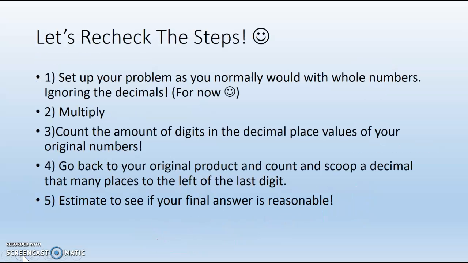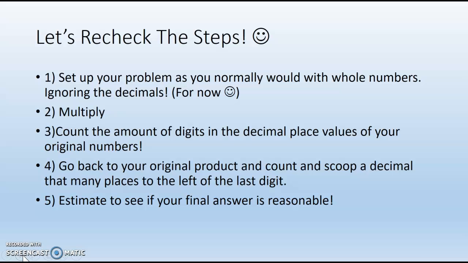Okay, so here are the steps to review what I just talked about. The first thing you're going to do is set up your problem as you normally would, making them whole numbers and ignoring the decimals for now. You multiply as you normally would. When you're done multiplying and you have a product, stop right there and figure out what the actual product is going to be. So you need to stop and count the number of digits in the decimal places of your original numbers. Going back to our example, 1 and 2 for a grand total of 3. We had 3 digits in the decimal place values of our original problem.